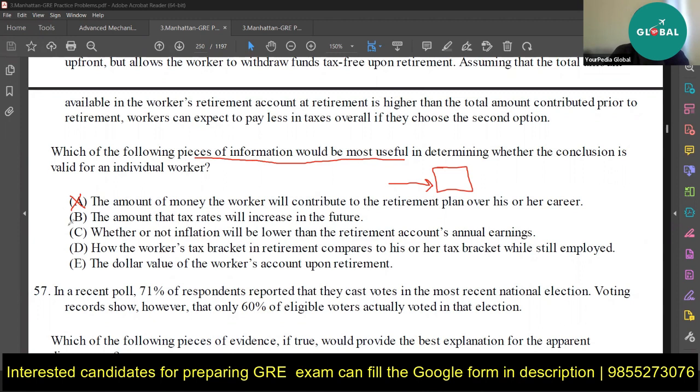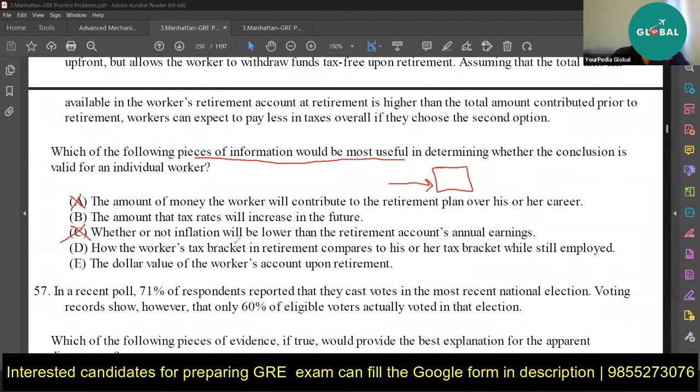Let us leave this one as of now. Come to the answer choice. If you are confused, let us leave that answer choice in the first go. Whether or not inflation will be lower than the retirement account's annual earning. This is out of the context. Inflation means mehngai, and this is not useful in determining the tax he's going to pay, or whether the first option is good or the second option is good. It is not related to inflation at all. So this is out of context, I would say.